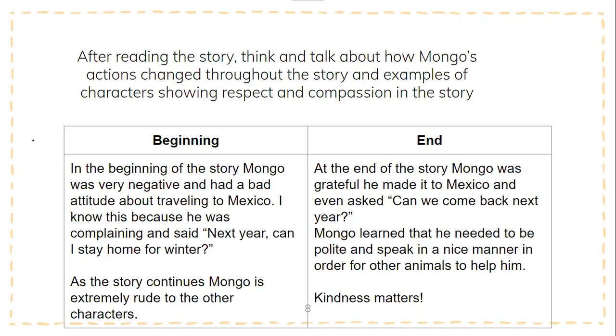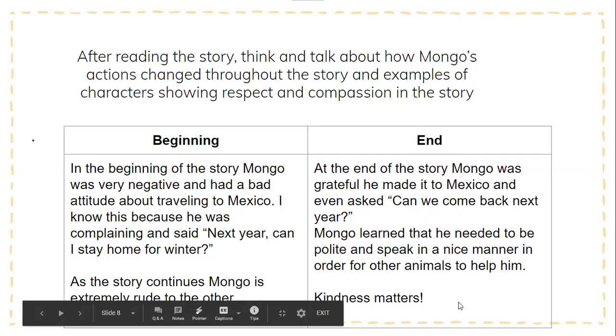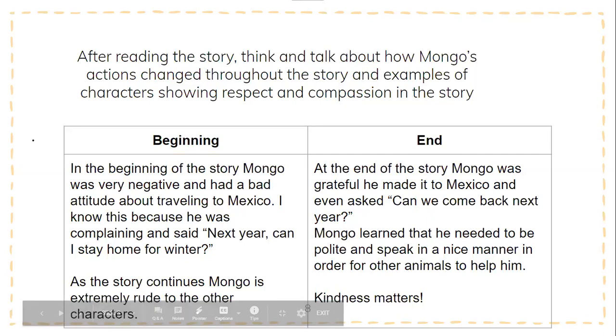So how did he change at the end of the story? At the end of the story, Mongo was grateful he made it to Mexico and even asked, "Can we come back next year?" Mongo learned that he needed to be polite and speak in a nice manner in order for other animals to help him. Kindness matters. So Mongo's actions changed throughout the story, from the beginning to the end.